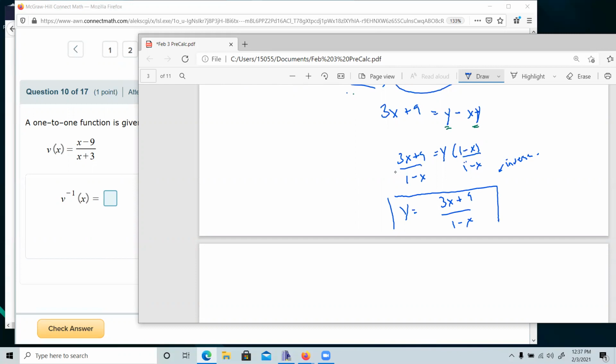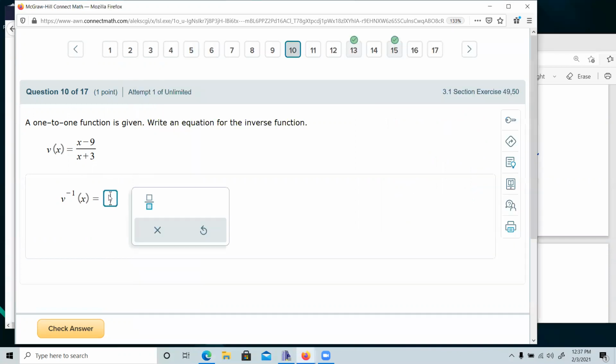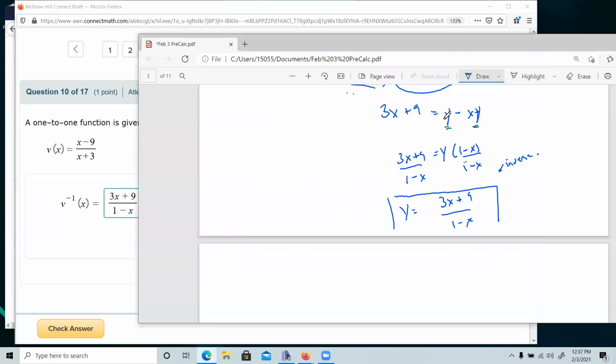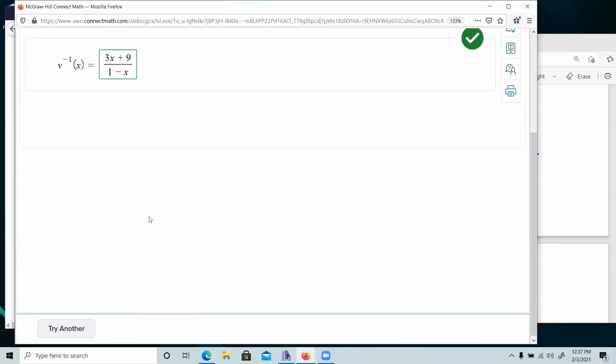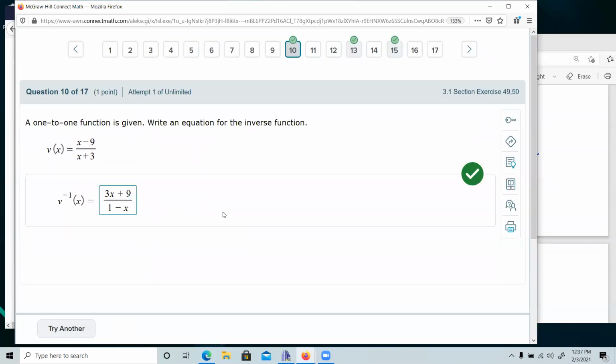All right. So this is going to be 3x plus 9, let's do it this way, 3x plus 9 over 1 minus x. So that's what we have, right? That's what we have over here. All right. Oh, that's all they wanted to do. You guys are lucky because they don't make us verify that this is going to work.